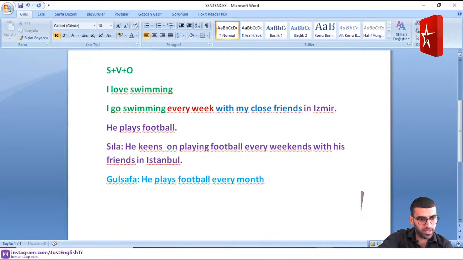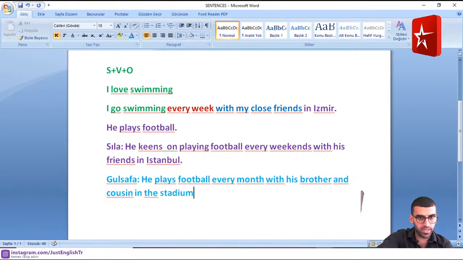Every month with his brother and cousin. Okay. And what we have in the stadium. Yes, that is a good sentence. Thank you, Gülsafa. We have the detailed information here. And relative clauses. Yes, which, where, when. We can use relative clauses.